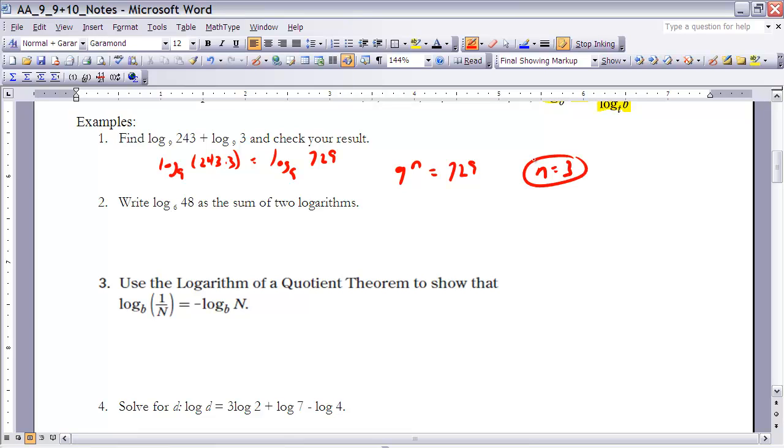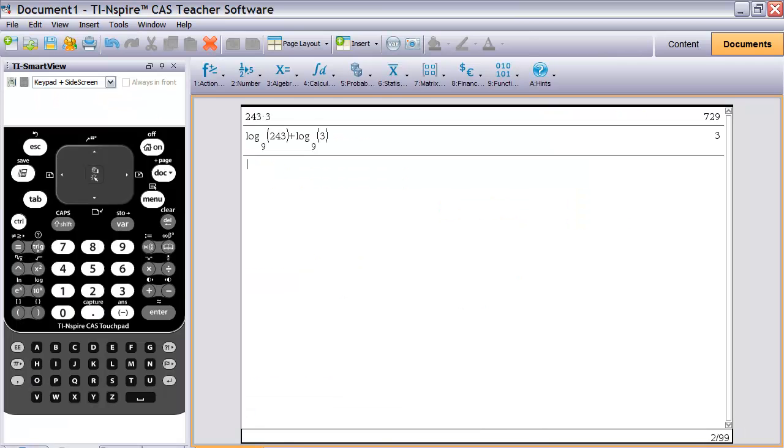Now let's just go to our calculator to check that. If I put in log base 9 of 243 plus the log base 9 of 3, you'll notice that I get an answer of 3 there. So it checks out that the answer should be 3.